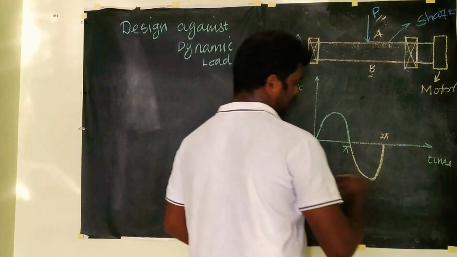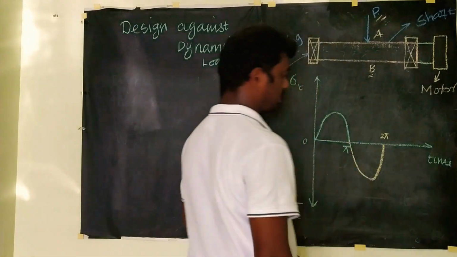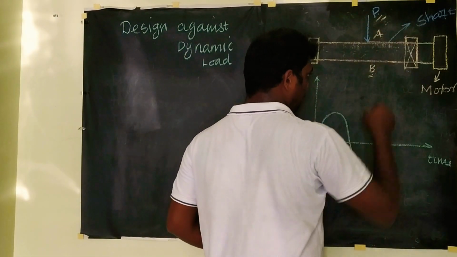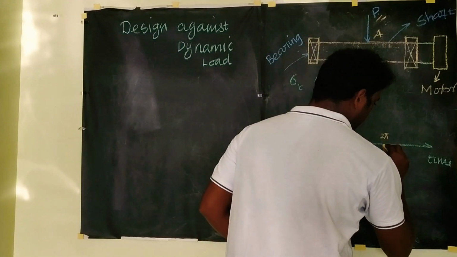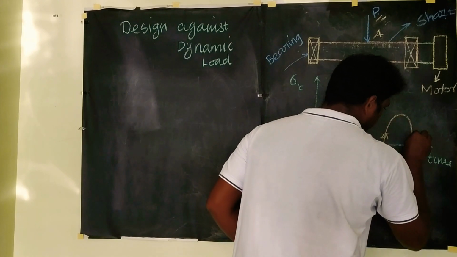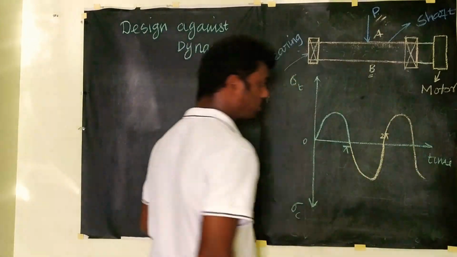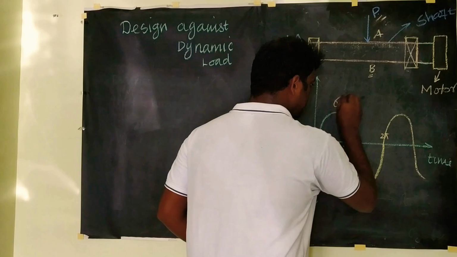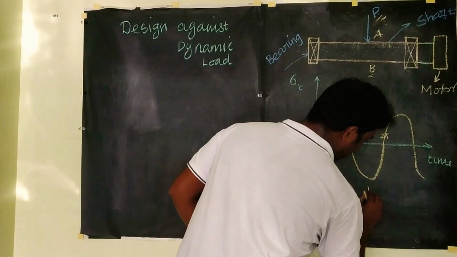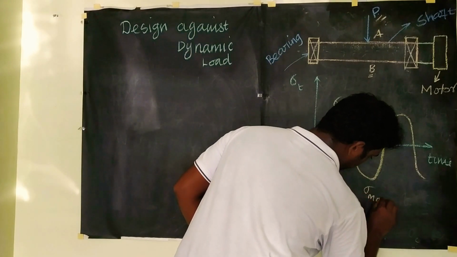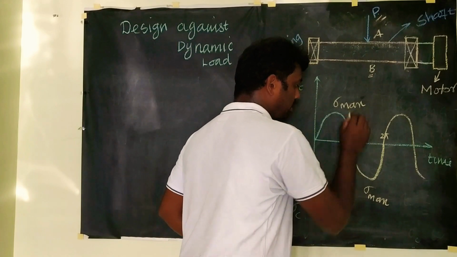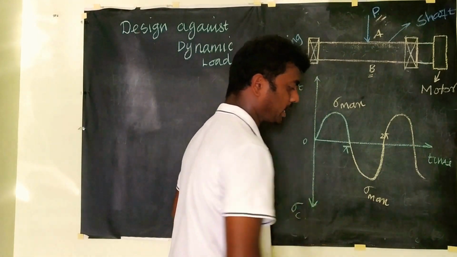This is 2 pi on the time axis. Similarly, in another half revolution, again point B comes down. At that instant, it carries tensile stress. So like that, the graph goes on. Here this is sigma max, the maximum tensile stress. This is the maximum compressive stress.